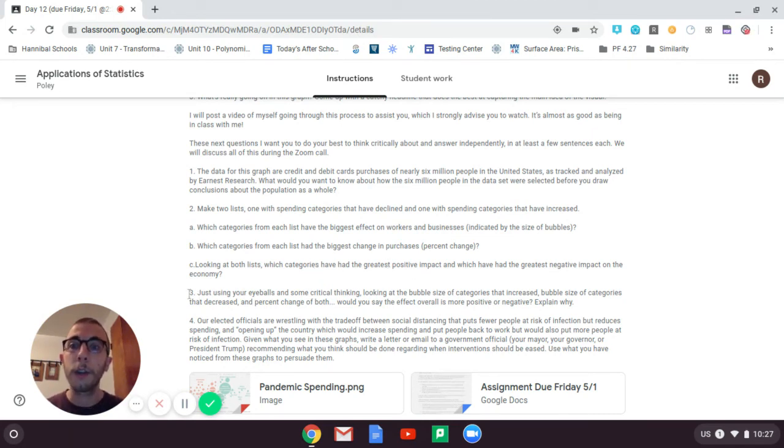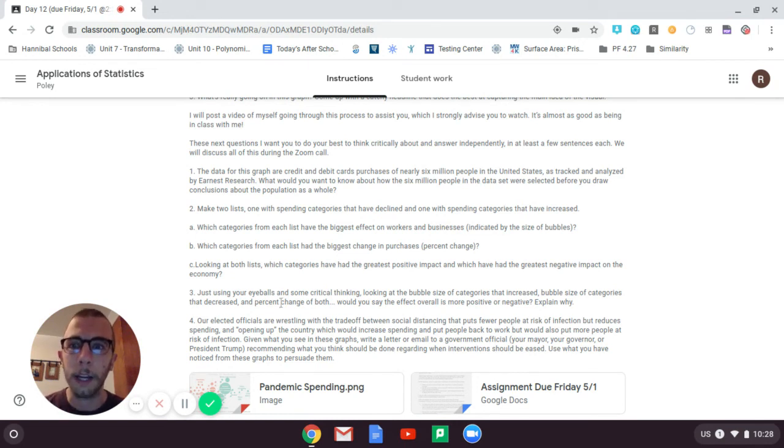Number 3, just using your eyeballs and some critical thinking, looking at the bubble size of categories that increased, the bubble size of categories that decreased, and the percent change of both. Would you say that the overall effect from the week ending April 1st, 2019 to that week of this year, would you say that's more positive or negative? Okay? And do your best to explain why.